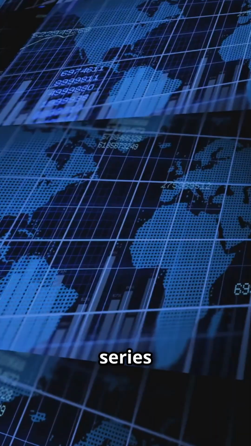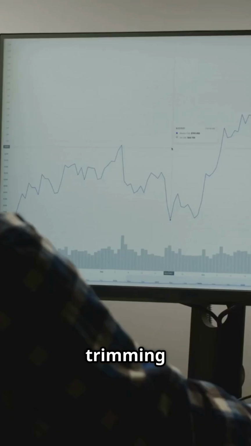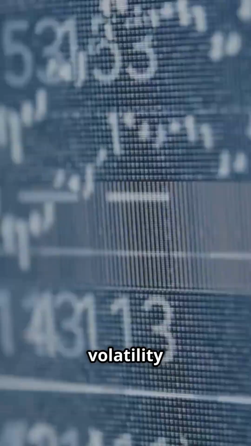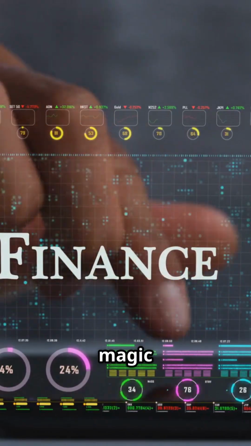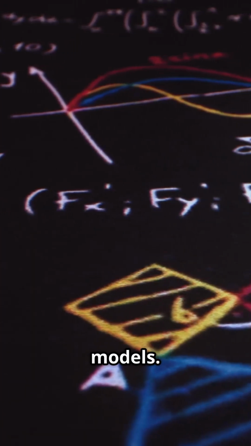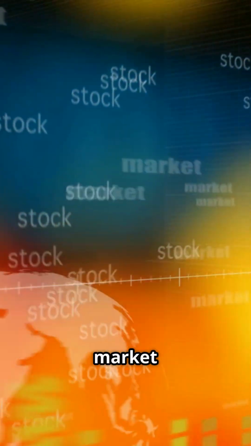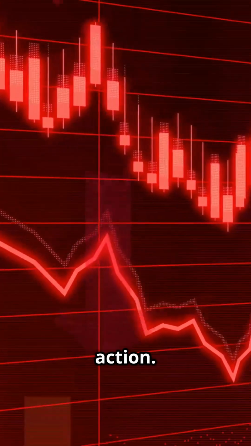We dig into time series analysis, starting by cleaning up messy market data, fixing missing values, and trimming wild outliers. Next, we track daily returns and rolling volatility to spot patterns behind the noise. Here's where the real magic happens: ARCH and GARCH models. Think of them as specialized tools that actually predict market turbulence by modeling how today's volatility depends on yesterday's action.